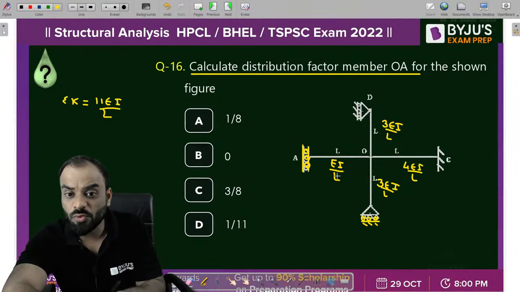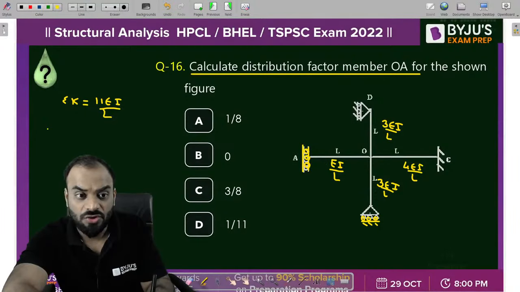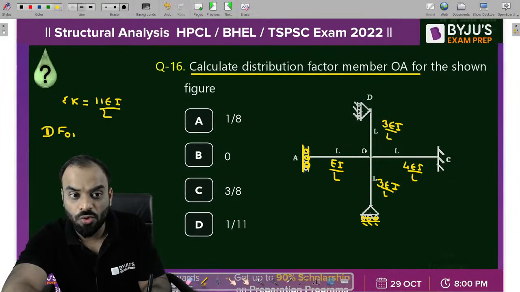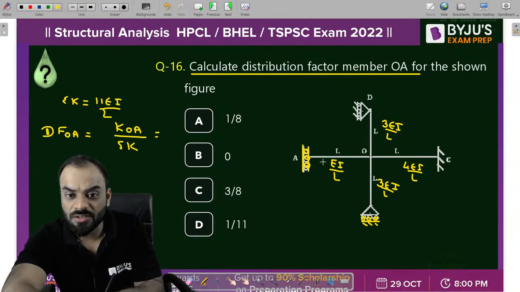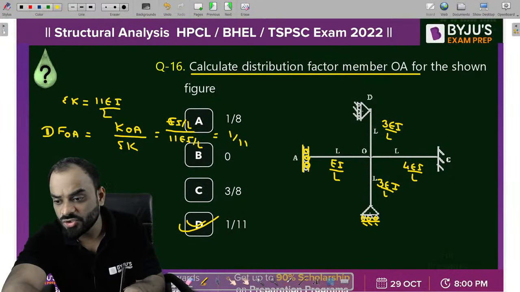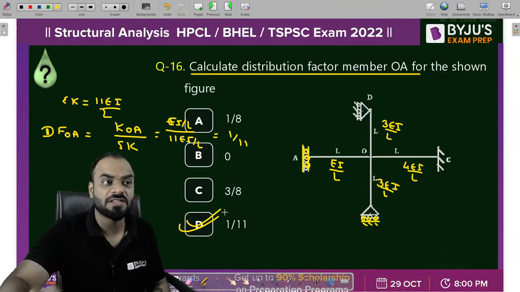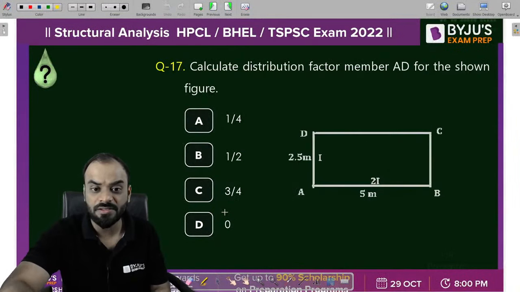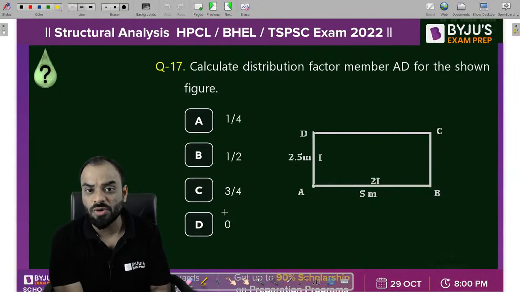Now you know that, guys, what should be the distribution factor for this? So can I write here the distribution factor for OA is equal to K OA divided by summation K. So what is the value of stiffness in this case? It is EI by L divided by 11 EI by L. Just solve it, you will get 1 by 11 as the answer. So D should be the answer. Crystal clear? Very nice. Let's move to the next question.